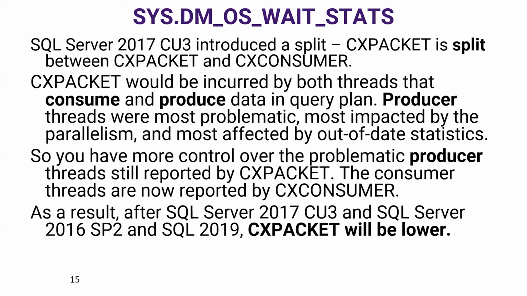So SQL Server 2017 CU3 and 2019 introduced a split. CXPACKET is actually now split between CXPACKET and CXCONSUMER. Before, CXPACKET would be incurred by both threads that consume and produce data in the query plan. We're not getting too complicated here, but what you need to understand is that CXPACKET actually has been lowered because some of what used to be CXPACKET is now going to be in CXCONSUMER.